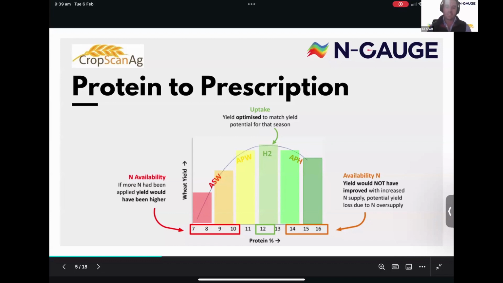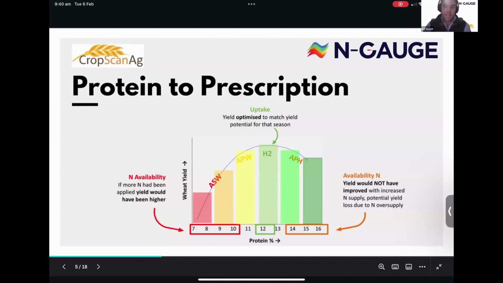When you start analyzing your own protein data, it helps you work out what your target should be, because we go to different areas and different soil types. You realize there is actually more opportunity than the standard prescription has often been giving some of these soils.